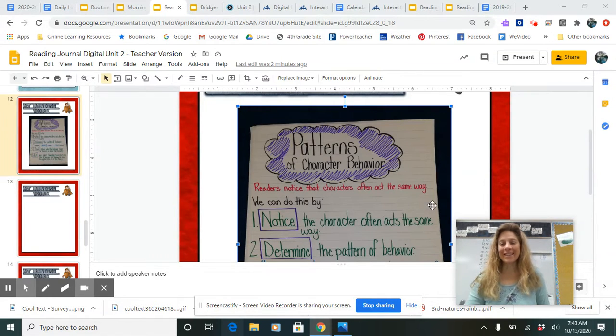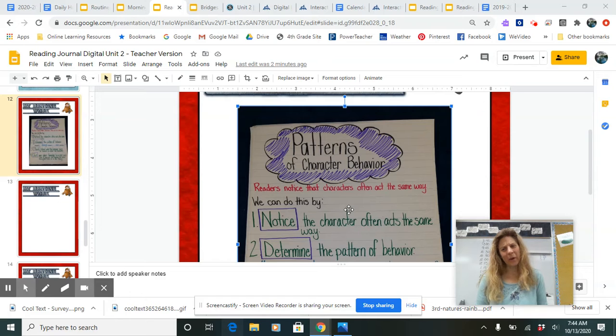Good morning, readers. I am here today to give you another strategy to get to know your characters better. Today, we're going to be looking at the patterns of character behavior. And readers notice that characters often act the same way.